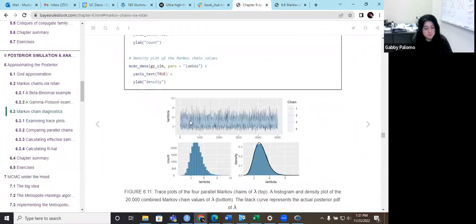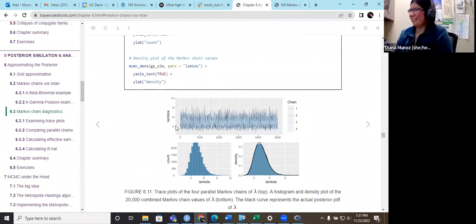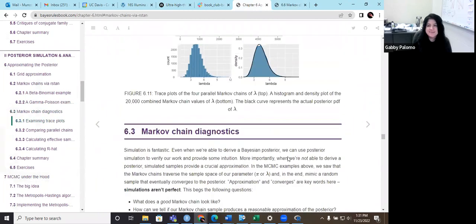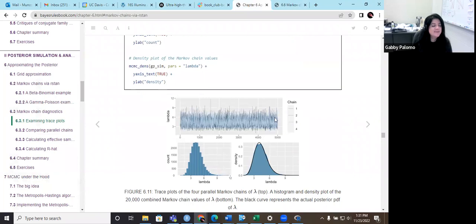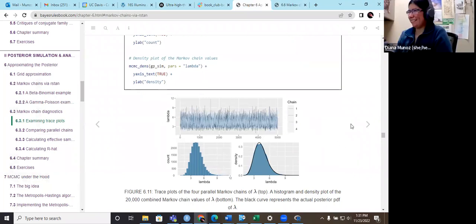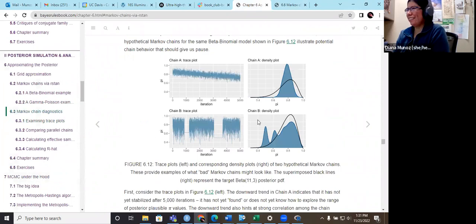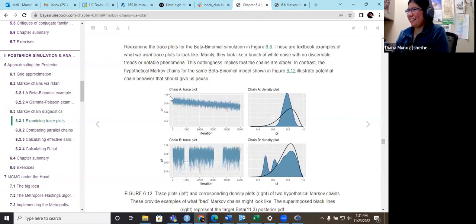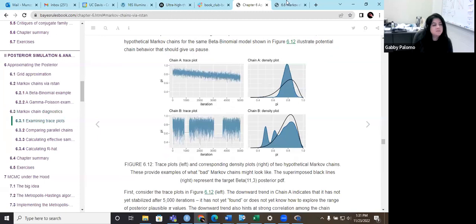So here's a good example of what that looks like. I was always told that your chains should look like a fuzzy caterpillar. Yeah. And it's going pretty straight. So that's a good sign that it's a good model. But if you see it's going diagonal, or it's a fuzzy caterpillar and then it gets cut and then it's fuzzy again and then cut, then that's also a sign that something's off.